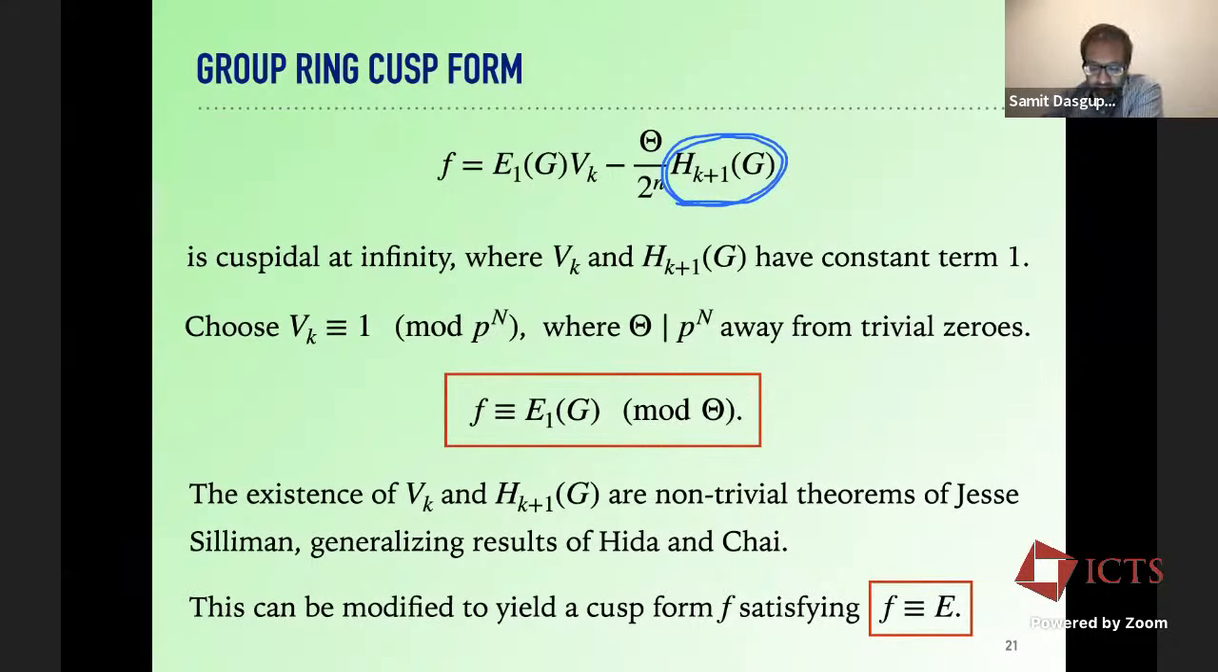And when you do that, then the linear combination, again, if I ignore this VK, the linear combination of constant terms of E1 and this theta over 2 to the n times HK plus 1 is 0, because this has constant term 1. This is constant term theta over 2 to the n, and you've taken exactly a linear combination that cancels the constant term. So it looks like you get a cusp form.